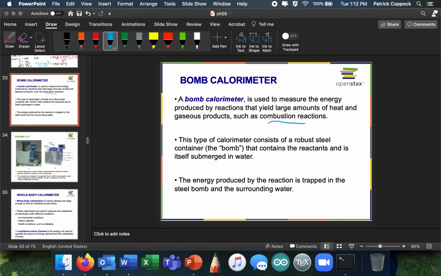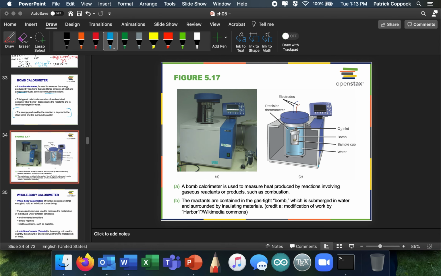So we're not going to use a bomb calorimeter in class or in lab, because it's really super expensive, and obviously you're producing large amounts of heat and gaseous products, basically like a bomb, right? So this type of calorimeter consists of a very strong steel container, which we call the bomb, that contains the reactants and is itself submerged in water. The energy produced by the reaction is trapped in the steel bomb and the surrounding water, just like a coffee cup calorimeter. And here's a picture of one.